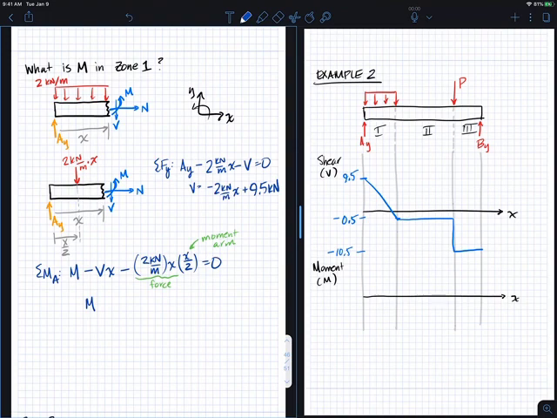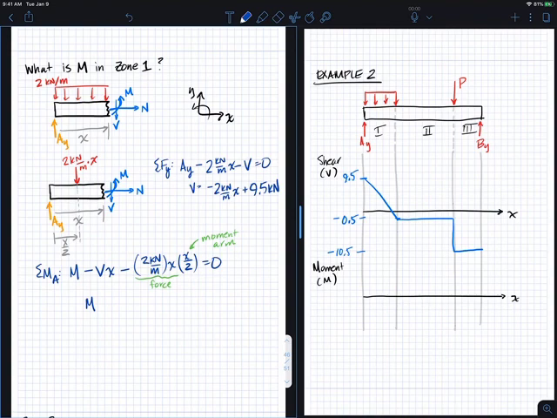And now we can write our moment equation. Again, sum of moments: M minus V times its moment arm, x, minus the moment due to that distributed load here. So its force is 2 kilonewtons per meter times x, and then x over 2 is the moment arm. And so now we can rearrange and solve for M.